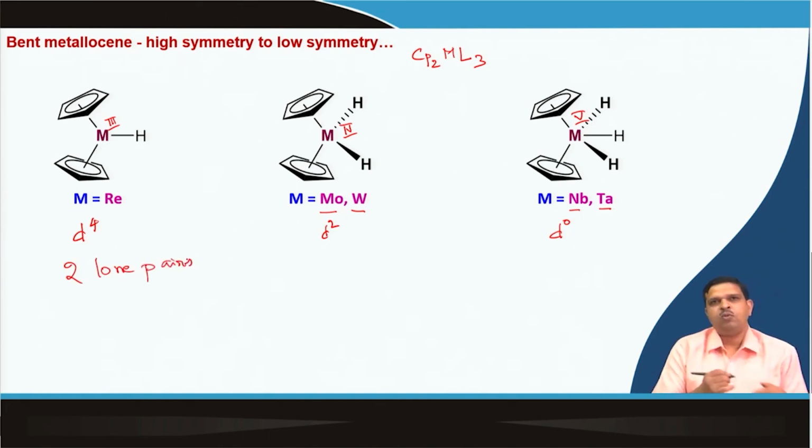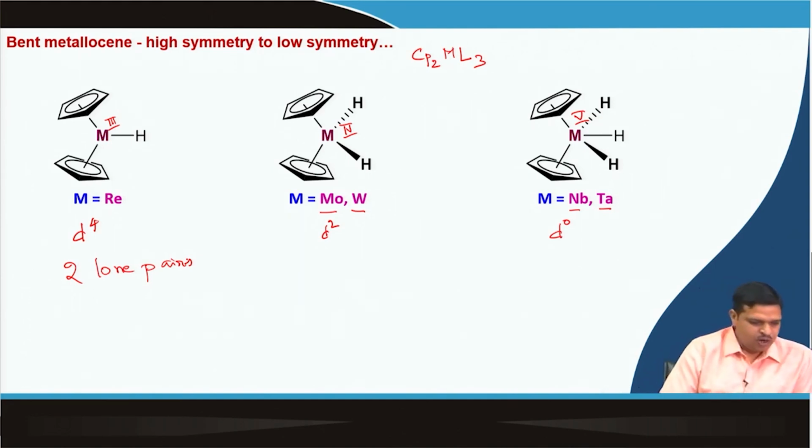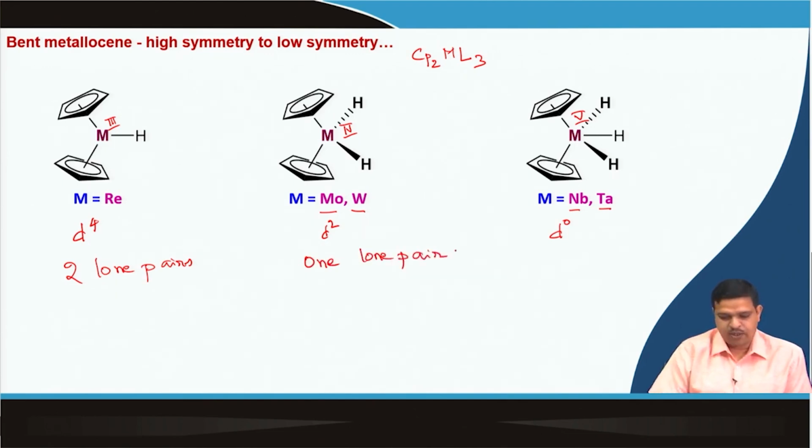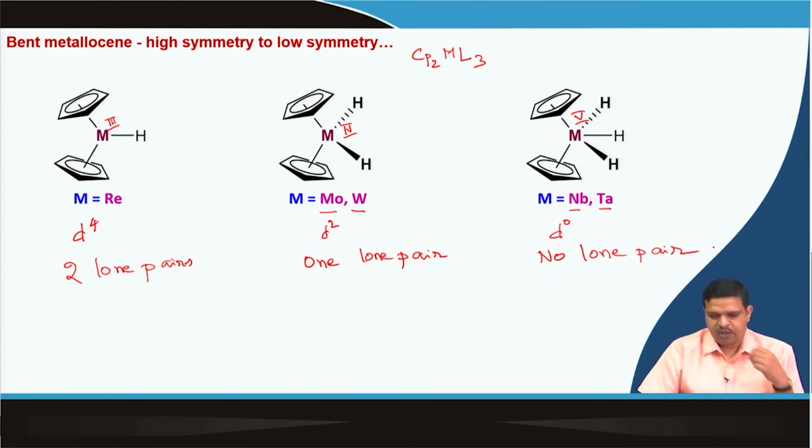Do not worry, we will discuss how the two lone pairs come about. I am just writing how many lone pairs there are. Now, we will try to understand how the two lone pairs exist in this kind of bent metallocene. Here you will see one lone pair, which is very interesting and very important to understand, and here you will see no lone pairs, and what is the consequence of having no lone pair. Let us understand.